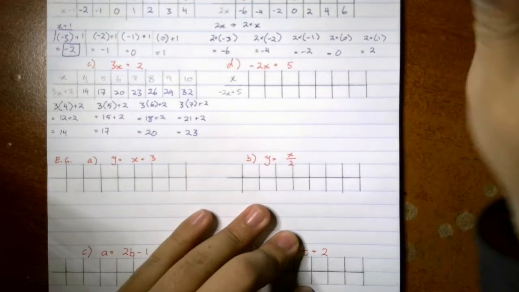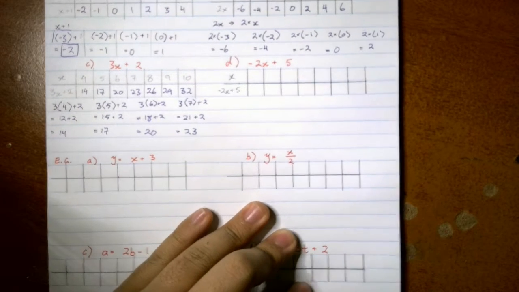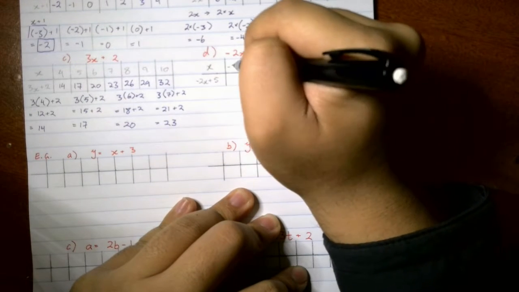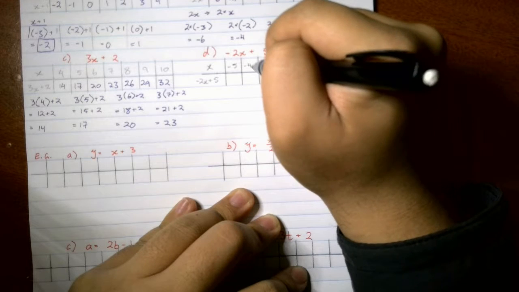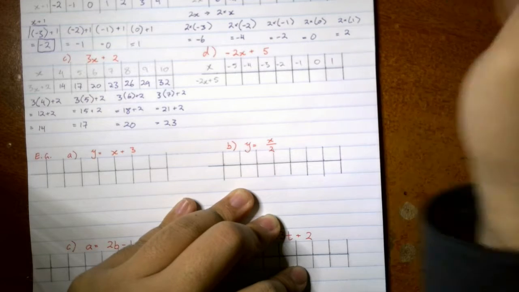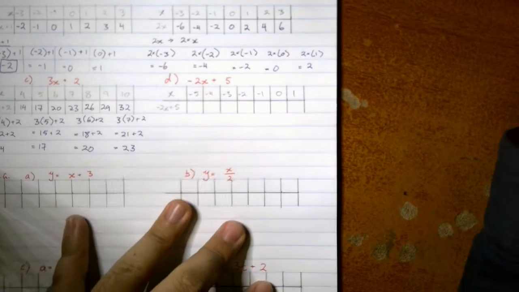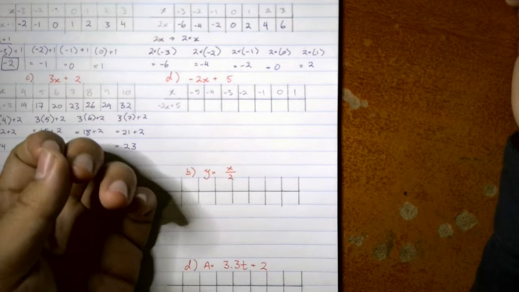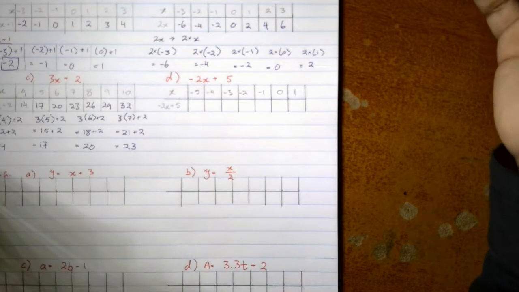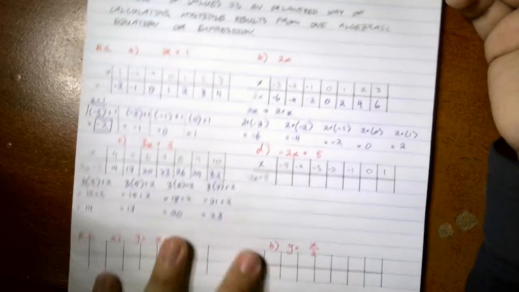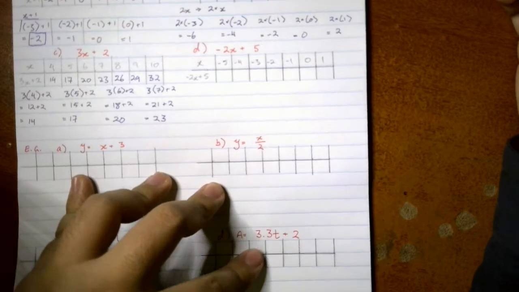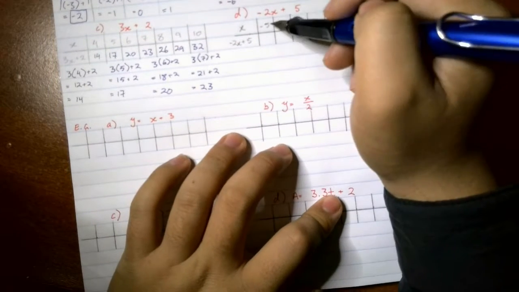Now let's just do one more example on this one. Let's just choose the values. Why not? Let's start at -5, -4, -3, -2, -1, 0, and 1. And remember, these values, unless specified, can be chosen by you. I personally tend to pick from -3 to 3. So let's substitute these values in.